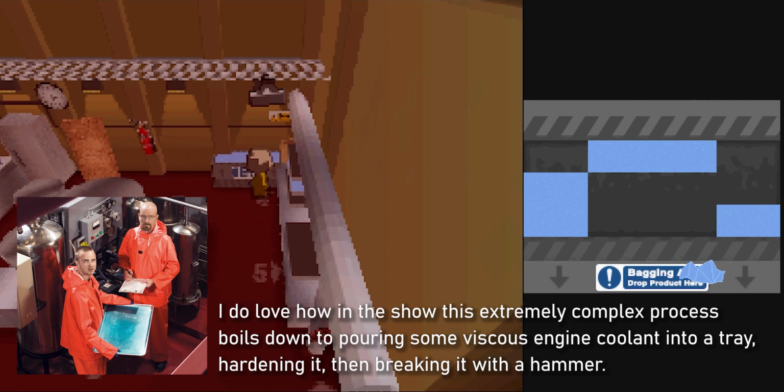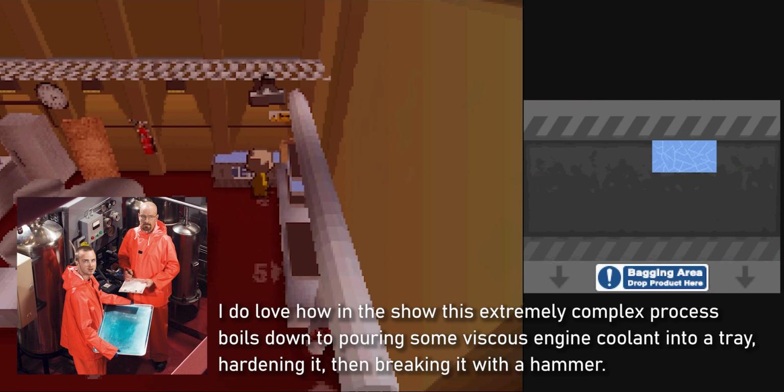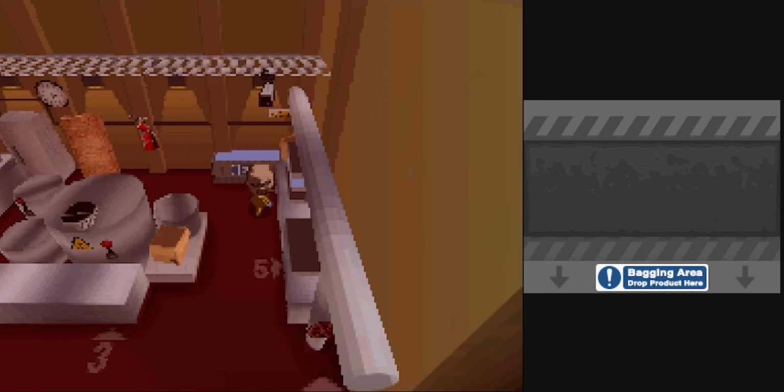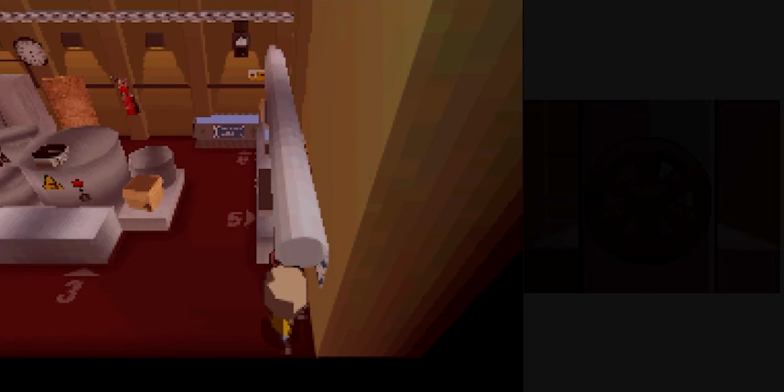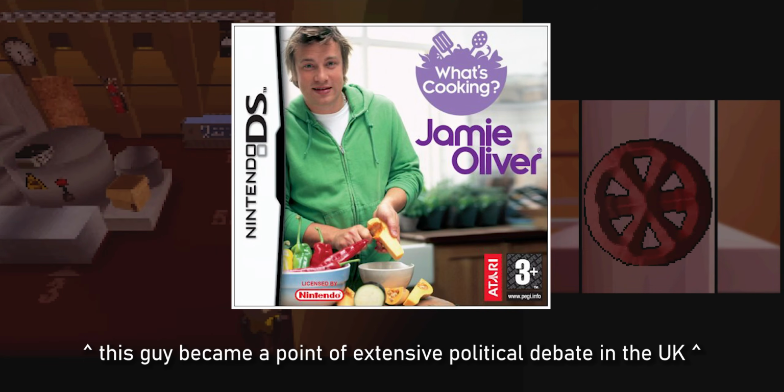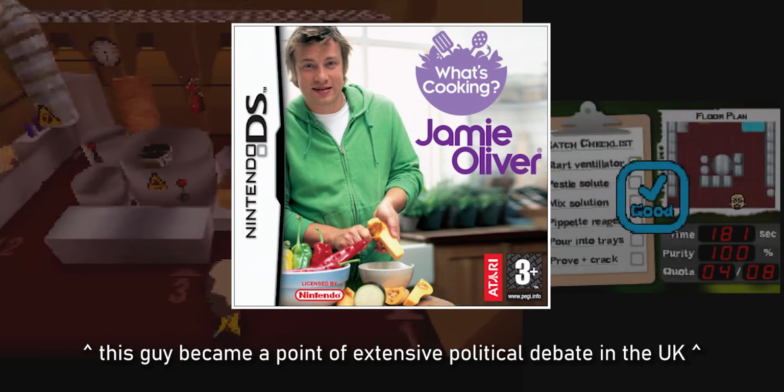Quick note here, I am definitely not a scientist. This definitely isn't a chemically accurate way of producing methamphetamine, which is probably a good thing, I think. Although they used to sell those digital cheap celebrity cookbooks for the DS back in the day, so maybe there's still a gap in the market for a true cooking papa.